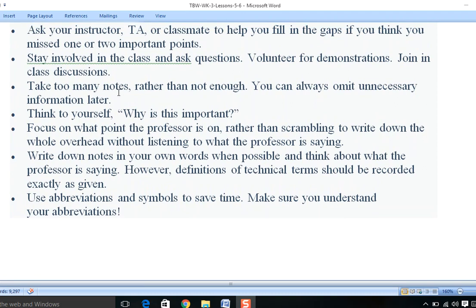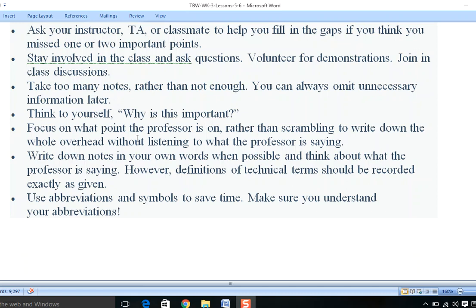Take too many notes rather than not enough. You can always omit unnecessary information later. Whatever you can note down, you should note it down, because omitting information is easier than gaining information when the lecture is over. Think to yourself, why is this important? I mean, you just raise a self-assessment.